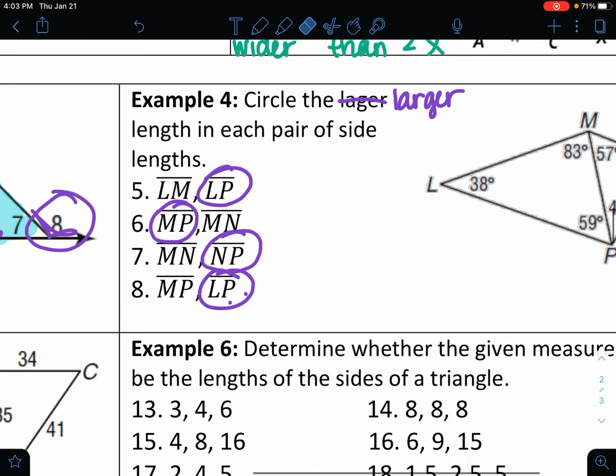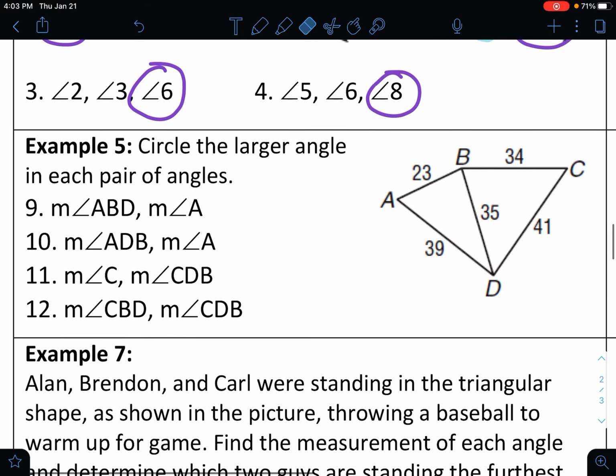All right, moving on to example 5. Circle the larger angle. But Miss E, again, these are side lengths. You told me if it's on the outside, it's for sides. Yeah, you're right. But again, we can use the sides to help us figure out which angle's bigger.